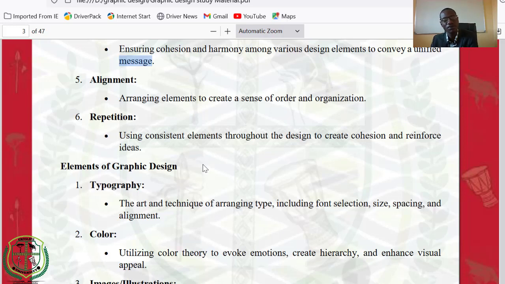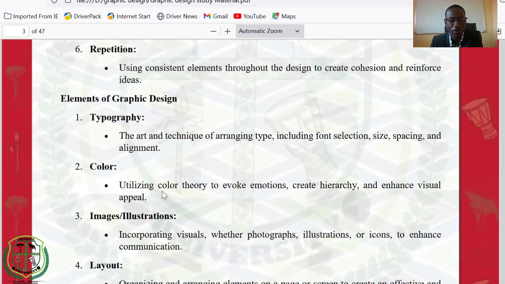Now let's look at the elements of graphic design. One, we have typography. Typography, we're talking about arranging type, including font selection, size, space, and alignment. So typography is the arrangement of the font, the size, space, and alignment.